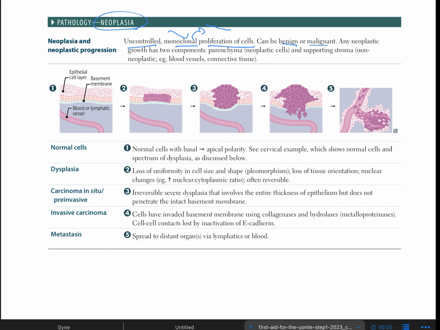A neoplastic growth has two components. You have to remember these two components of neoplasia. One is parenchyma and the second is supporting stroma. What is parenchyma? The parenchyma is the functional tissue of an organ, distinguished from the connective supporting tissues. Parenchyma means the neoplastic cells. Basically, parenchyma is the neoplastic cells, and the second part is the supporting stroma. The supporting stroma are the non-neoplastic cells, containing the blood vessels and connective tissues.